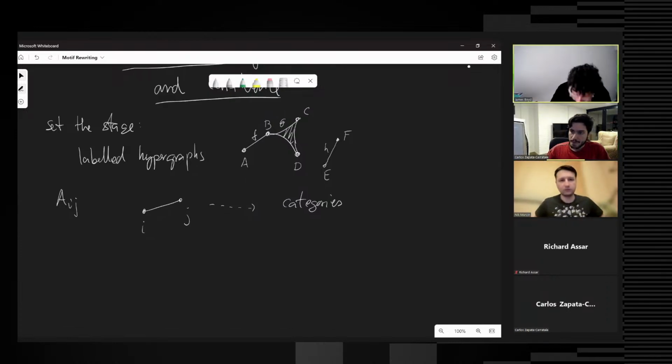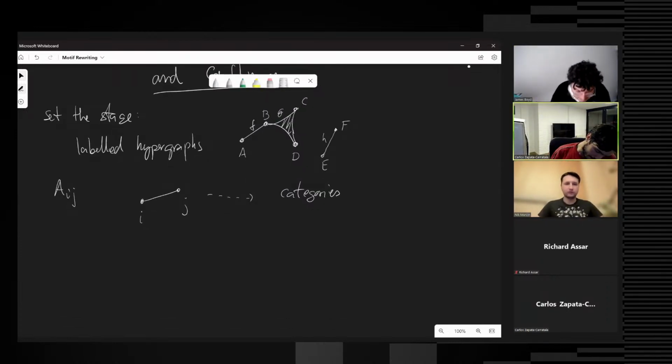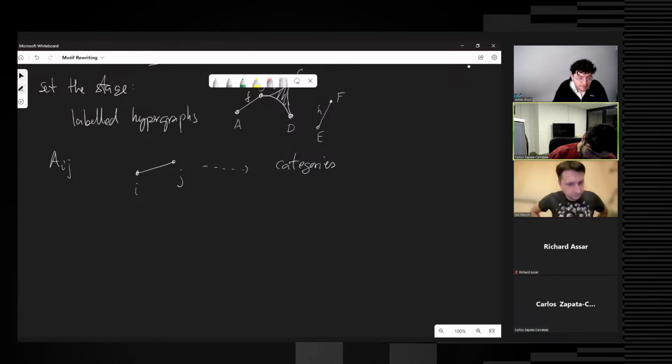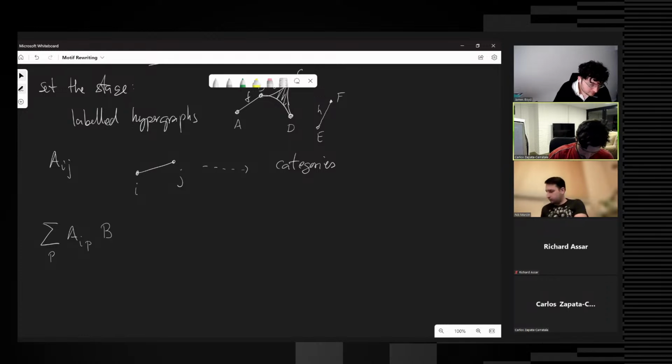Now the main thing is the algebraic operation that you have defined on, say, matrices or relations. Normally we'd write something like this: we sum over some index P that is common between A and B, and we have something like this.